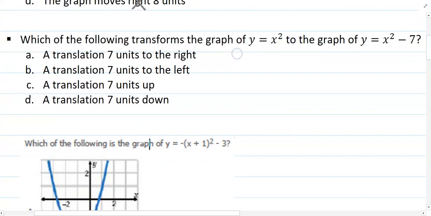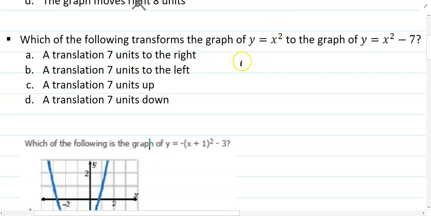Let's try the same with this second question. And we can use the same technique with this problem as well until you're really comfortable with these equations. Now, hopefully you do recognize this first graph is our parent function, so we should know what that looks like.